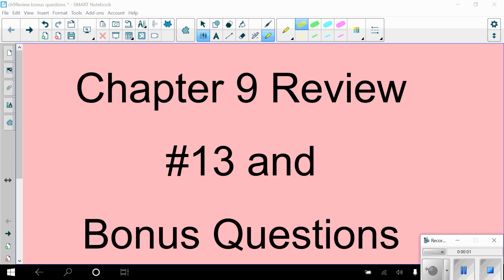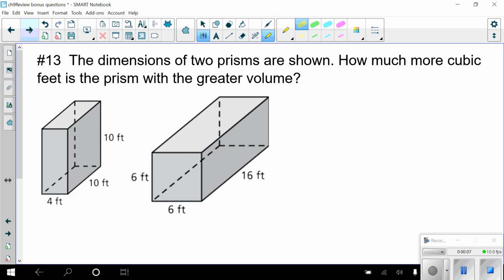This is a quick video for help on question number 13 and the bonus questions of the Chapter 9 review. All right, number 13, the dimensions of two prisms are shown. How much more cubic feet is the prism with the greater volume? So we will have to find the volume of both prisms and subtract to find the greater volume. So how much more is the subtraction question, and it's asking for volume.